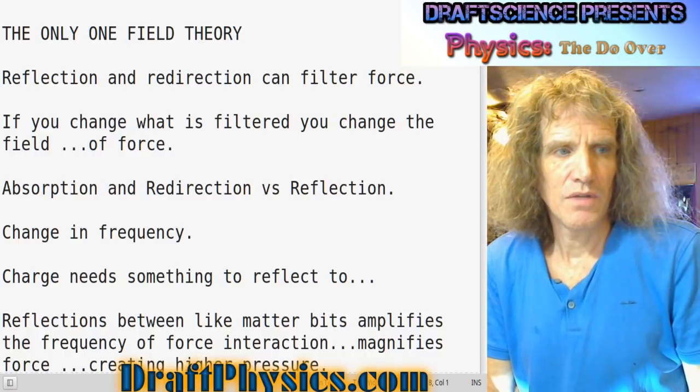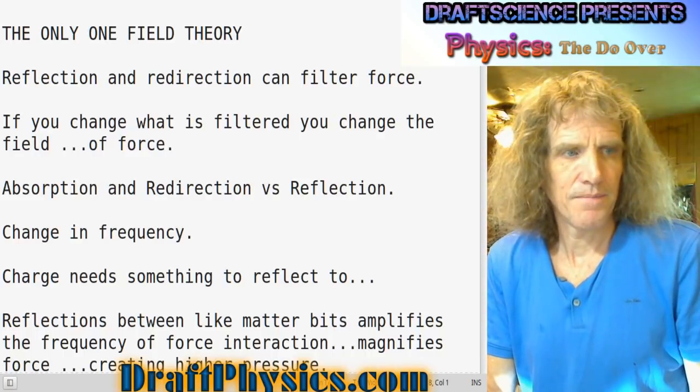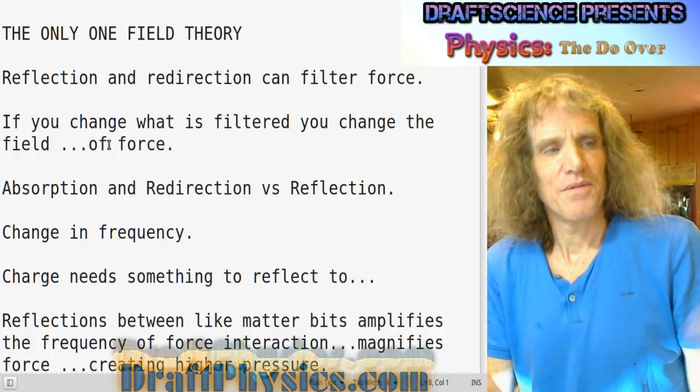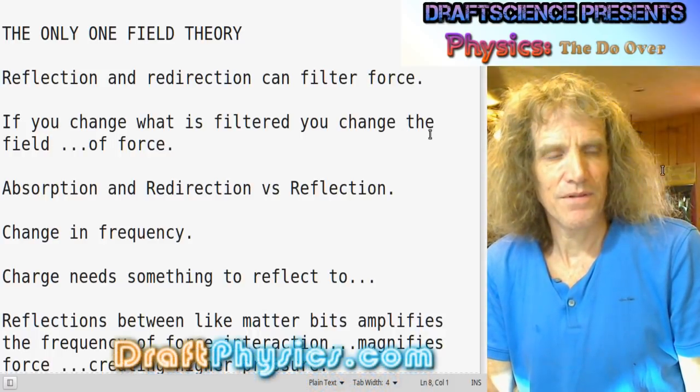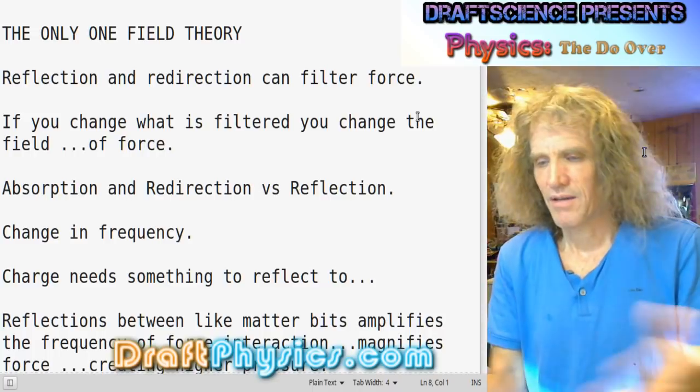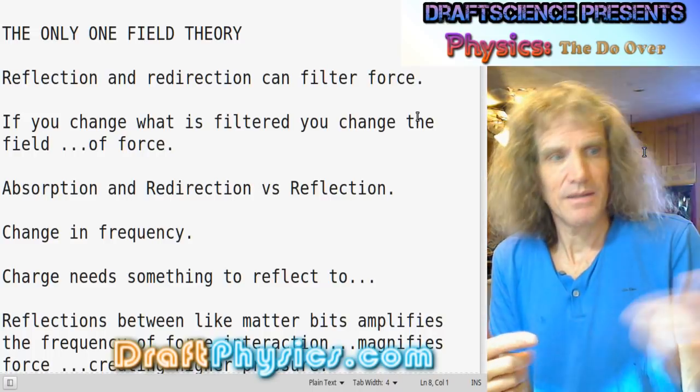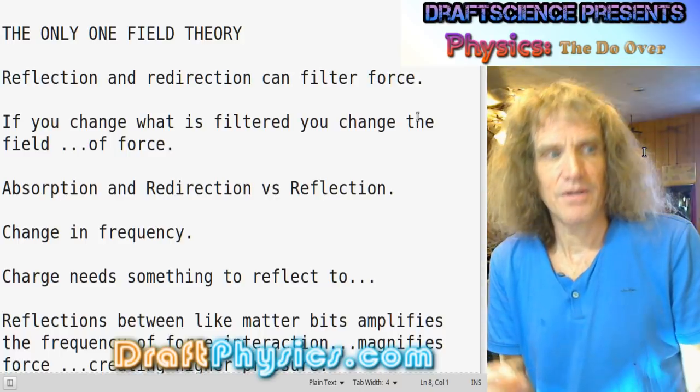So, the only one field theory. Okay, anyway. Reflection and redirection can filter force. So as I just pointed out, clearly you can change where force is going by trapping it, essentially, but it's a filter.